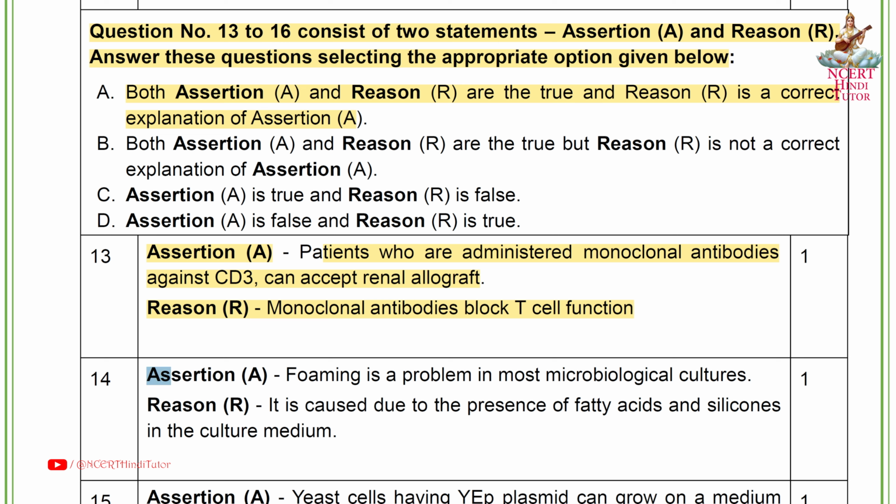Question 14. Assertion A. Foaming is a problem in most microbiological cultures. Reason R. It is caused due to the presence of fatty acids and silicones in the culture medium. So friends, answer is C. Assertion A is true and reason R is false.